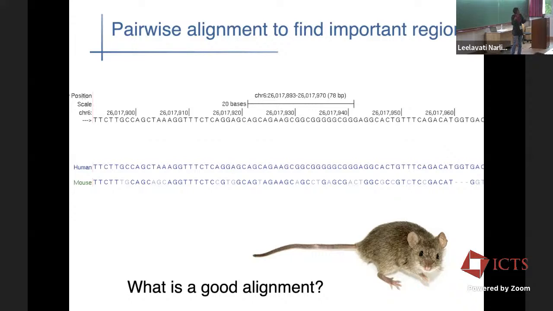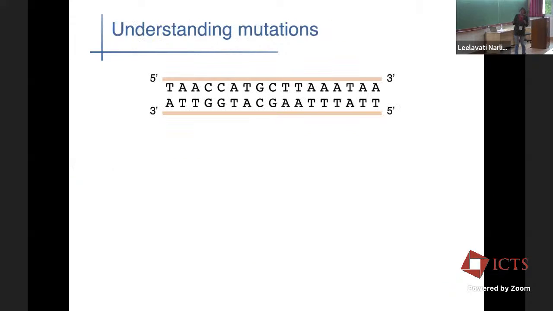We need to know what is a good alignment. Should we introduce a gap or not? Or should we introduce a substitution? Let me make this clear. So first, before you design any sort of alignment method, you should have some understanding of the biology. So you should understand what are mutations. Okay, suppose this is our original DNA. Remember, it's double-stranded. We always show one strand, but it's actually double-stranded.